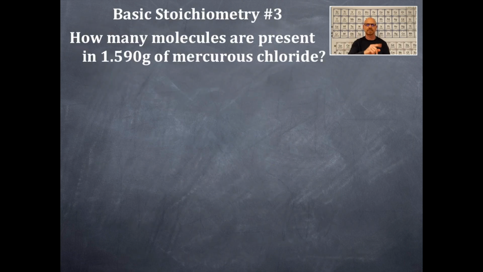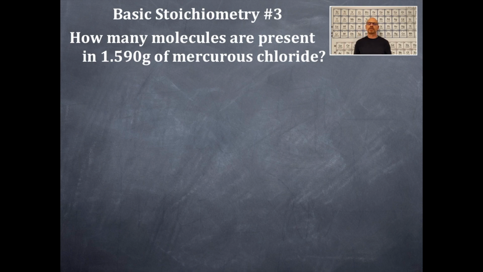Here we go. Okay, how many molecules are present in 1.590 grams of mercurous chloride? First of all, I want you to look at that number, 1.590. How many significant figures do you see? That's 4, because that trailing zero counts because of a decimal.